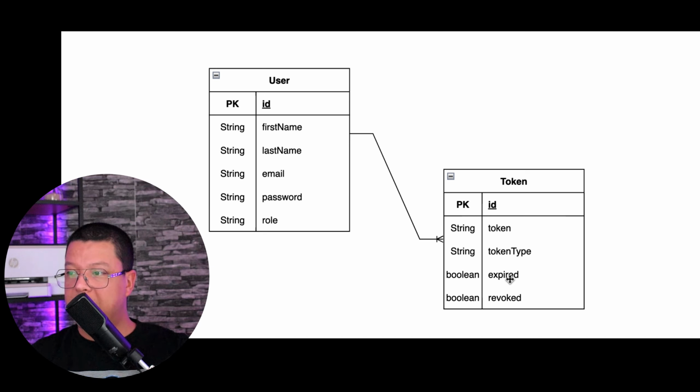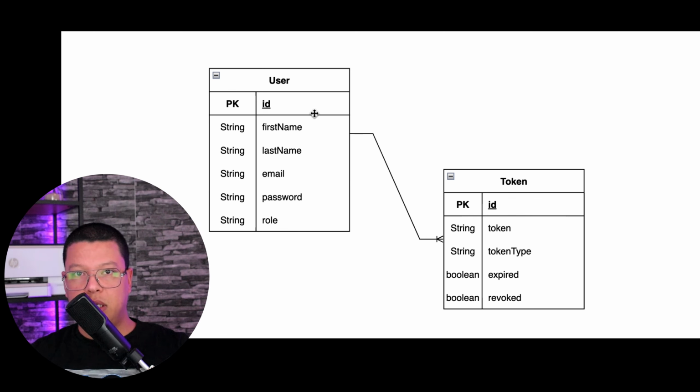And then we will be having two Boolean flags. The first one is expired and the second one is revoked. And we need to update these flags once the user performs a logout or sends a logout request to our backend. Also, let's check the relation between the user and the token. So here you see that we have one to many. It's not zero to many, but it's one to many.